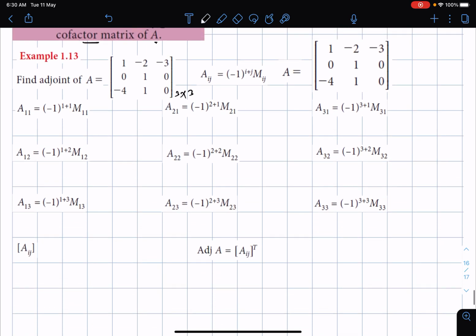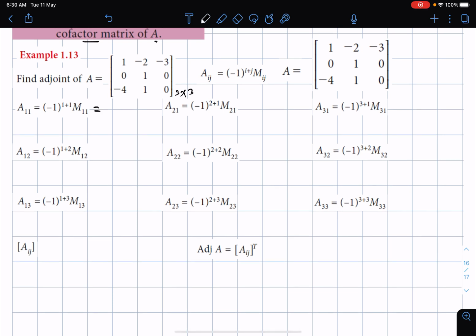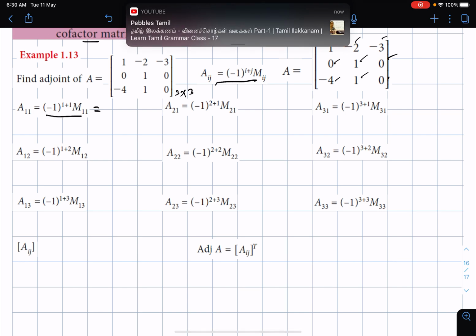Here I have taken example 1.13, a 3 cross 3 matrix. For that we first need to find the cofactor matrix of A. We have 3 rows and 3 columns, so one by one we are going to write the cofactor. Cofactor is nothing but the signed minor. I have written that formula here. This is the general formula. So we are going to find one by one: 1 1, 1 2, 1 3, then 2 1, 2 2, 2 3, then 3 1, 3 2, 3 3.